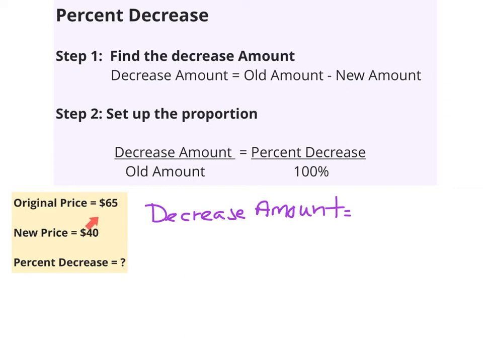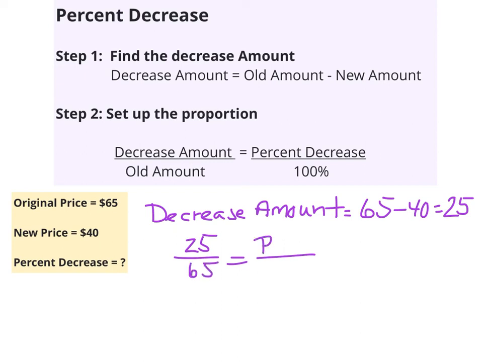In this one, our original price is $65 and our new price is $40. We're going to start by finding step 1, the decrease amount. So decrease amount would be the old amount, which is 65, minus the new amount, which is 40. 65 minus 40 is 25. Set up our proportion. 25 now is in our numerator, our decrease amount, over the old amount, or the original price, which was 65. We're looking for our percent decrease.